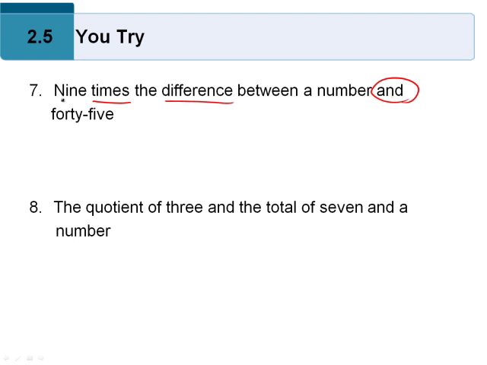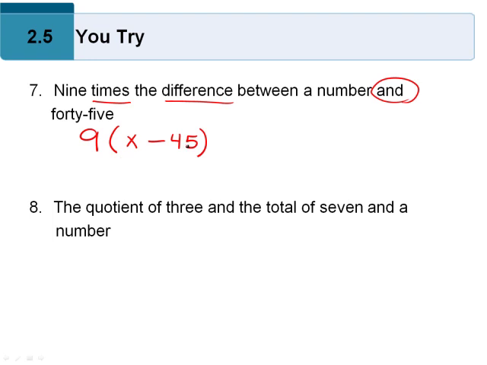Okay, so 9 times the difference. That's that same idea again where you're multiplying times another operation. So we're going to put 9 and parentheses, okay, so that we can have 9 times the difference. So difference is subtraction, okay, and we want the subtraction between a number and 45. So a number we can just write x, and 45 we just write 45. So you'd have 9 and then parentheses x minus 45.